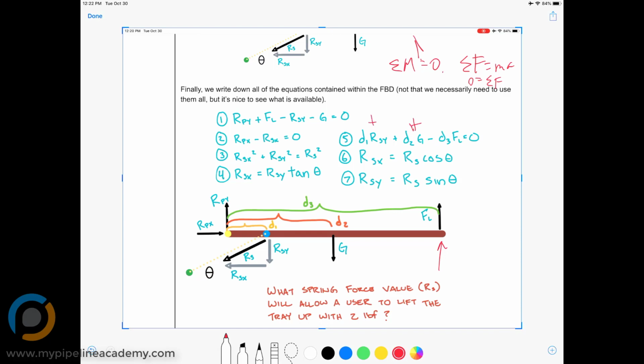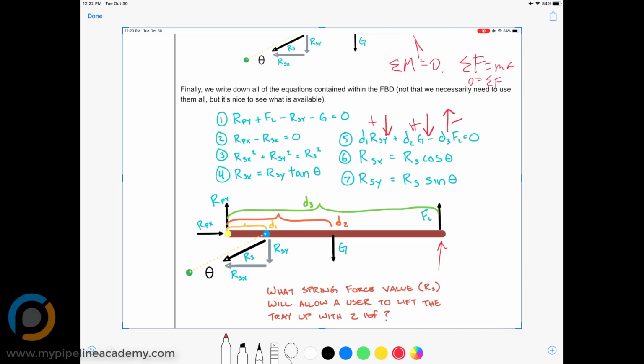Okay, so this is positive, and this one's negative. RSY is going down, G going down, FL going up. Interesting. Usually going down we put negative, and going up we put positive, but we flipped it in this case, right? Is there a reason why?